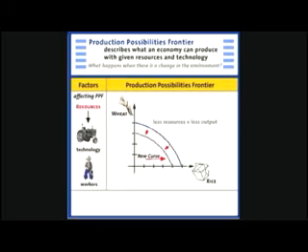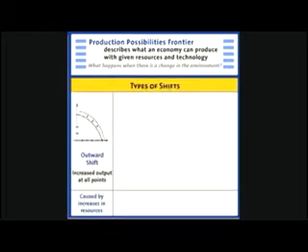So, a quick summary then. Things that increase the productivity of the economy, an increase in the stock of resources, an improvement in technology, those things shift the production possibilities curve outwards. Those things that reduce productivity, such as a loss of labor or capital or an unfavorable change in the climate, shift the production possibilities curve inwards.